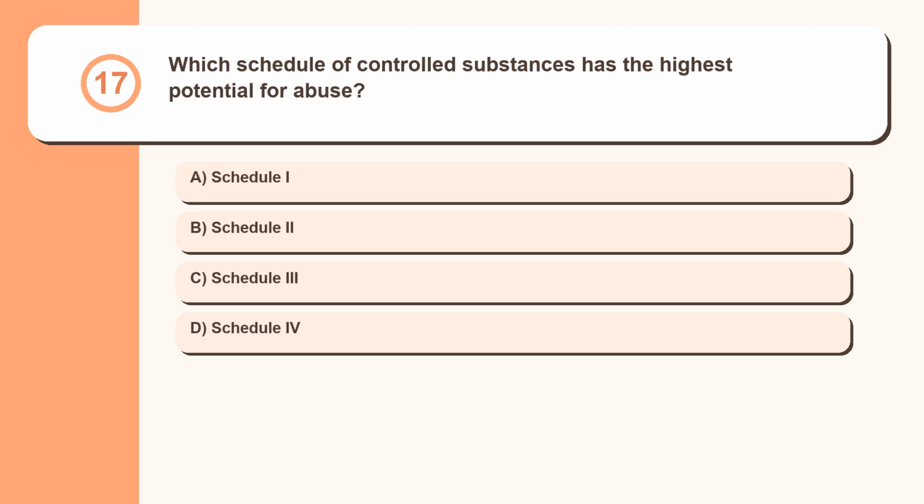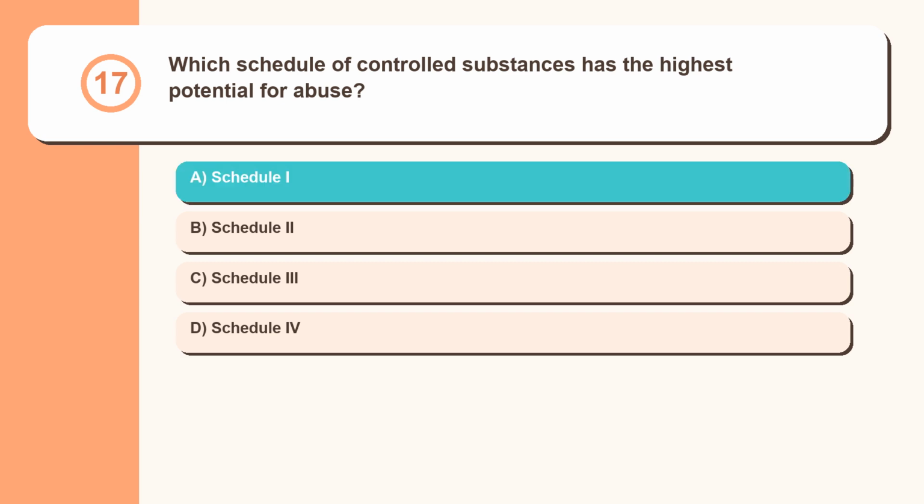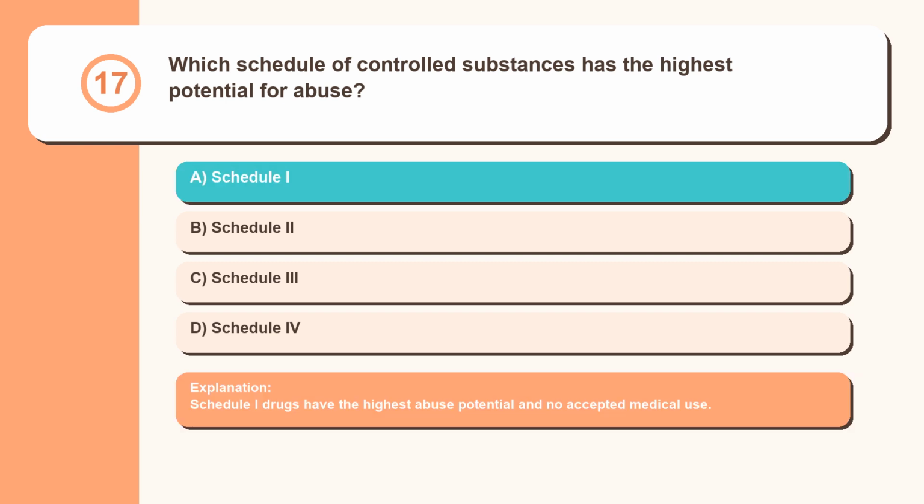Question 17. Which schedule of controlled substances has the highest potential for abuse? Schedule I, Schedule 2, Schedule 3, Schedule 4. Schedule I drugs have the highest abuse potential and no accepted medical use.